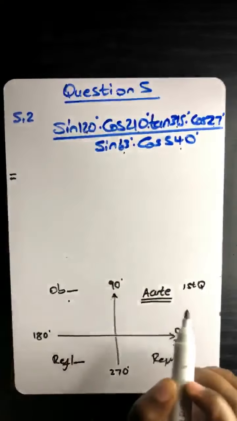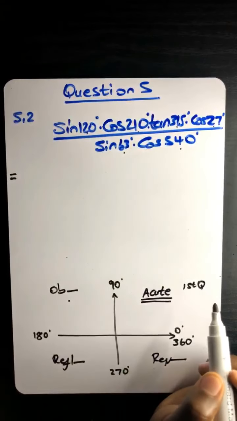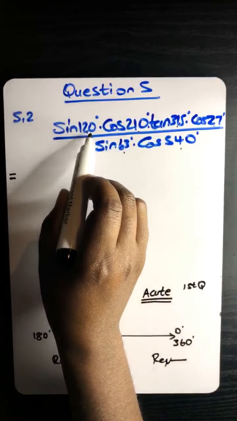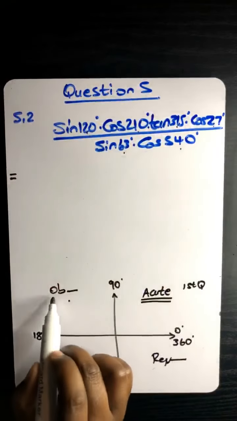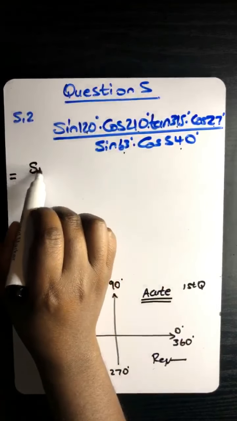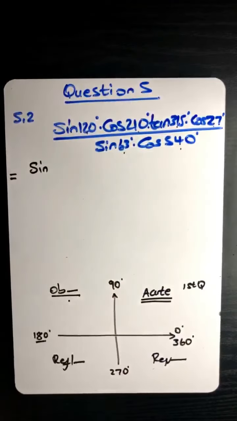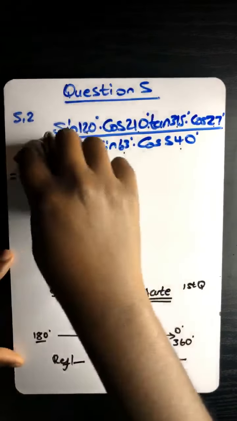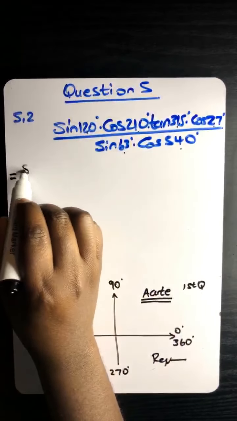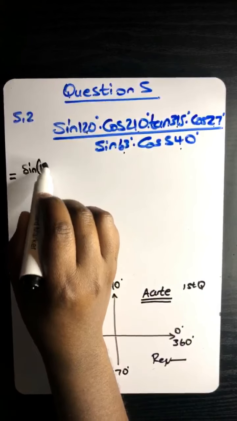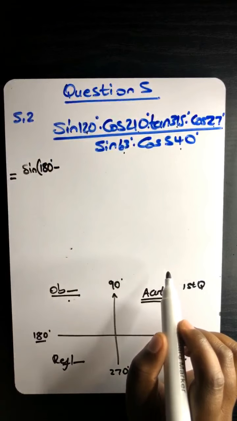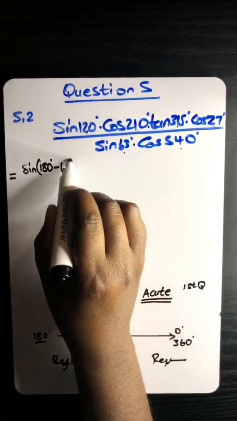So how do we reduce those? This is how you can possibly reduce the angles. There you've got sine of 120. In which quadrant does it fall? It falls here, so it's the one for 180 minus. So we have sine of 180 minus, what will it be? I think it's 60. Just confirm for me.